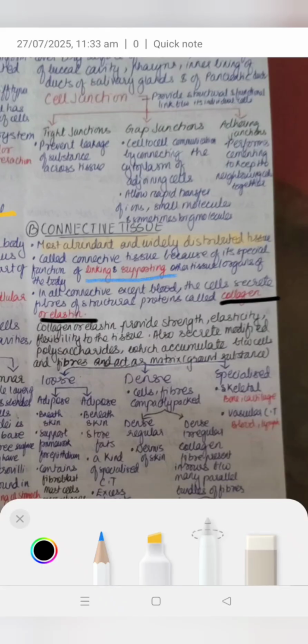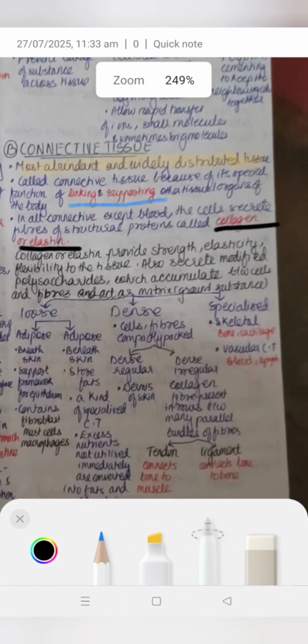So the cells secrete mucopolysaccharides or modified polysaccharides which accumulate between the cells and fibers and act as matrix. So matrix is a ground substance which consists of mucopolysaccharides or modified polysaccharides and certain fibers which is accumulated between the cells and fibers.